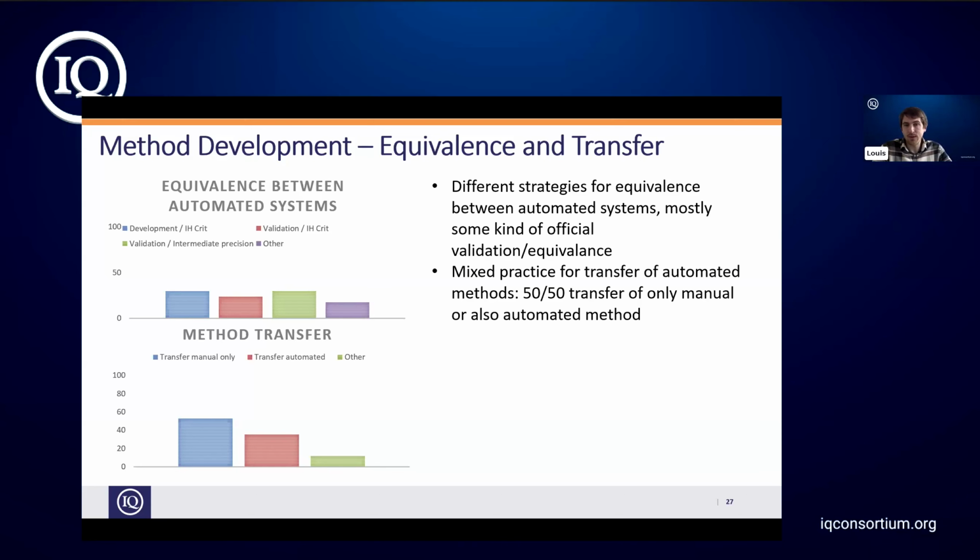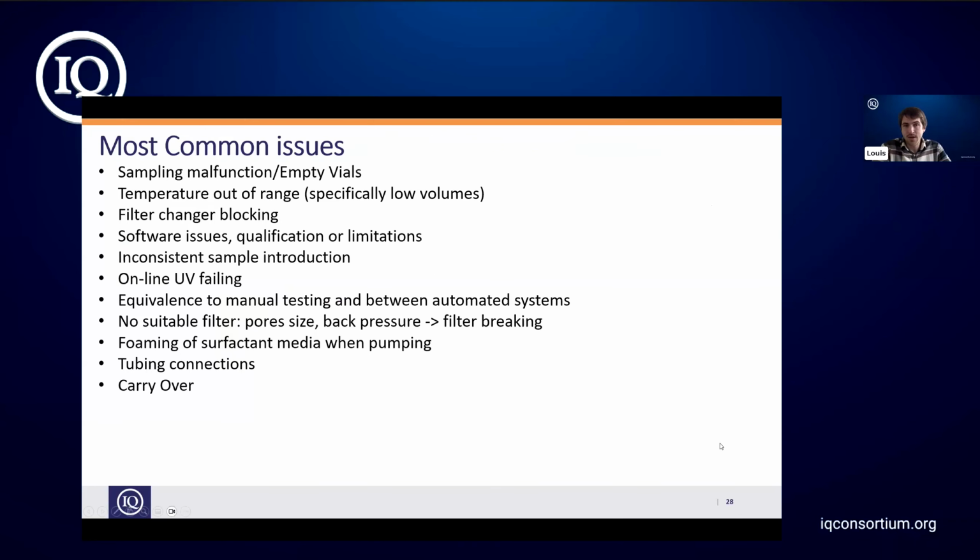And then finally, you can move to the next slide, please. We asked through different questions what the most common issues and hurdles were. And here I try to summarize them. I also try to order them in order of prevalence, just to get an idea what really the most common ones are. So if you look at the top one, we see that indeed sampling malfunction or poorly filled vials is one of the most common issues. This could also explain why so many people actually have online UV capabilities, because then you actually could skip the need to fill a vial at all.